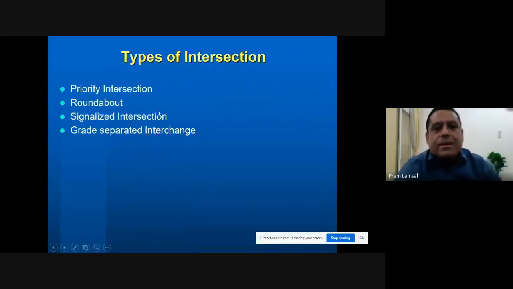Here, I'm just going to introduce the types of intersections. There are four types of intersections. We call them priority intersections, roundabouts, signalized intersections, and grade separated interchanges. When we separate the grade, we call it an interchange. They are normally flyovers. We call them flyovers in Nepal or India.